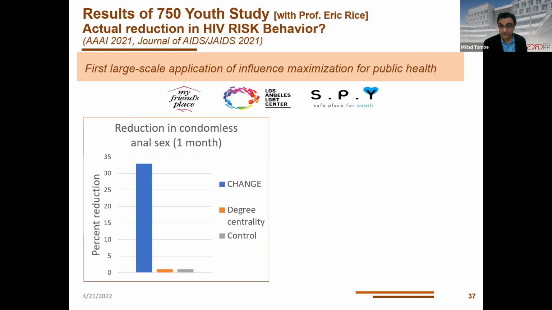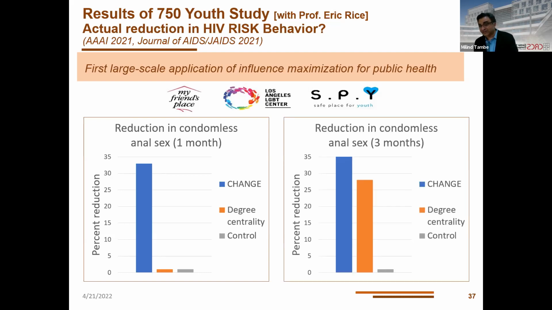Degree centrality and control, there is no reduction. At the end of three months, degree centrality begins to catch up with CHANGE, but CHANGE is still better. And the fact that CHANGE manages to cause this reduction faster is important, because this is an HIV risk behavior, and also because people come and go, and therefore having this reduction happen faster is important.